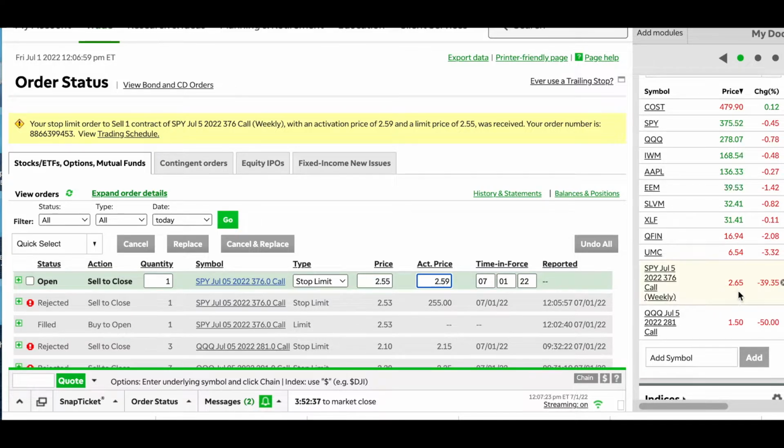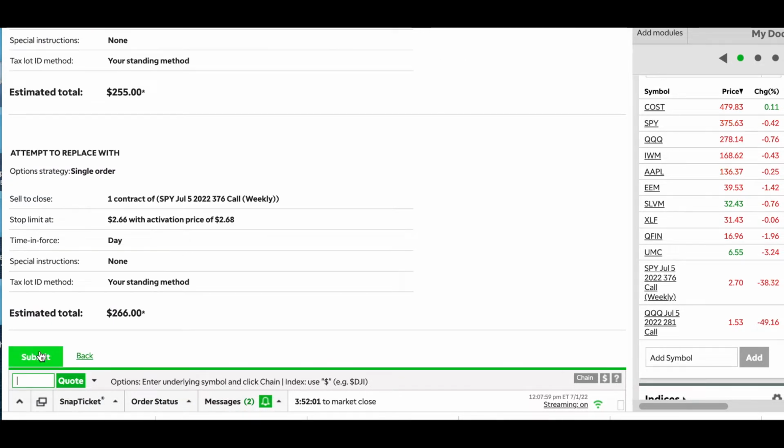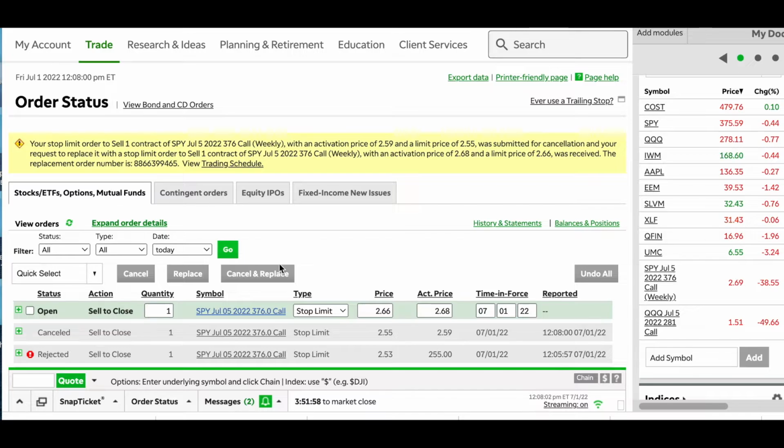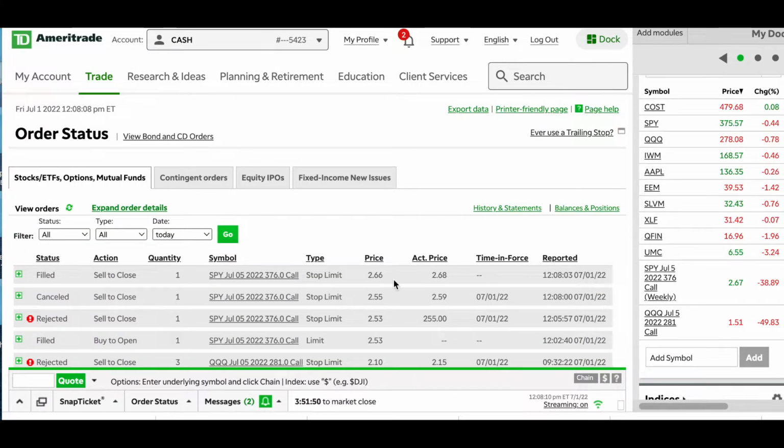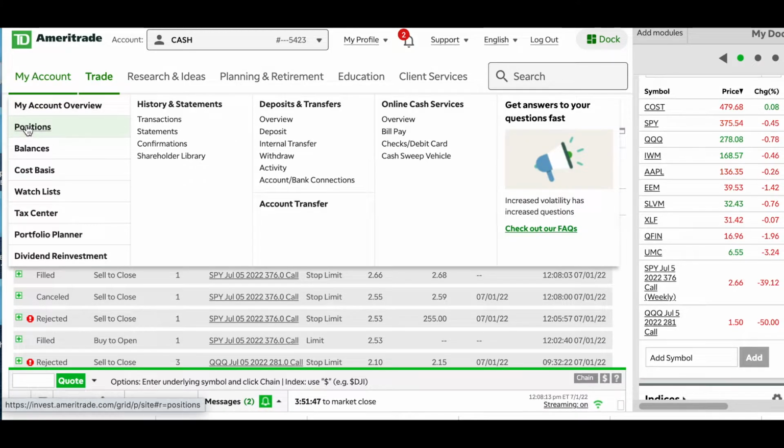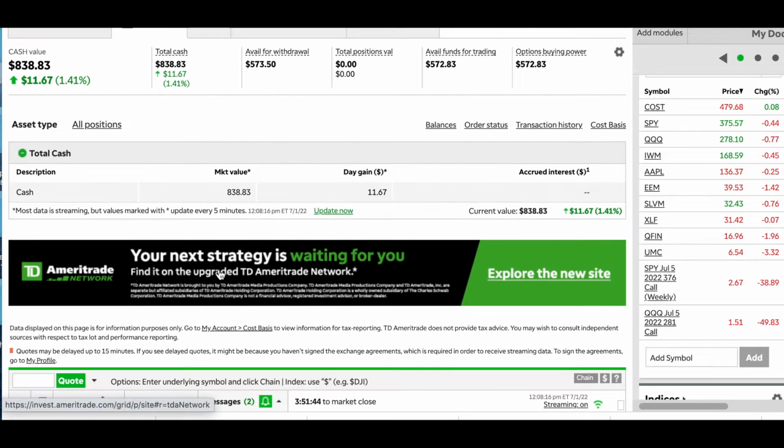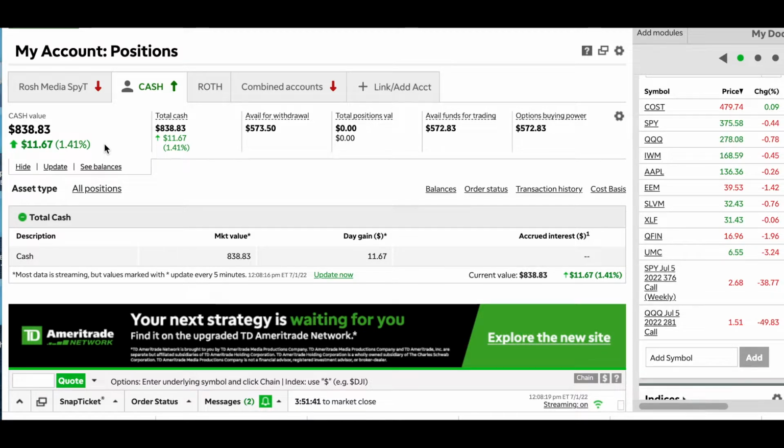Now here I see that it's up to 265. So let's get out of this and put this in at 268 and 66 as the activation price or the sale price, go, submit, and hopefully we'll get. And there we go, and it was sold at the 266 price. Go back to positions, and we made $11 or 1.4% over about 5 minutes.